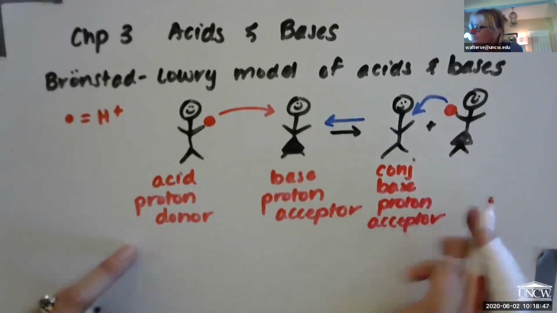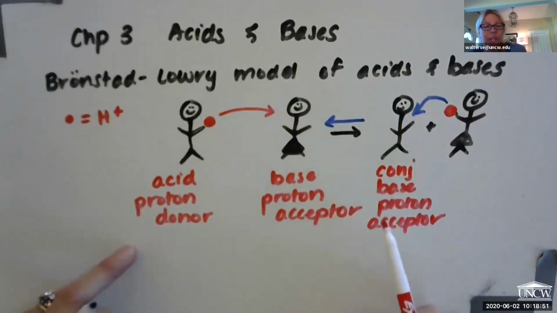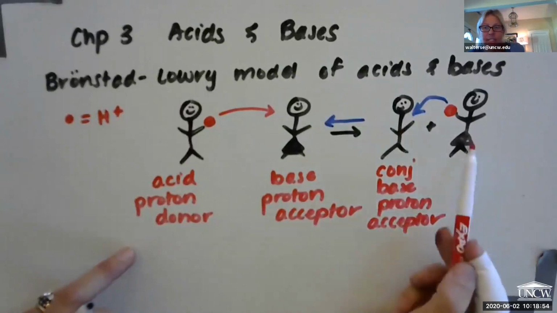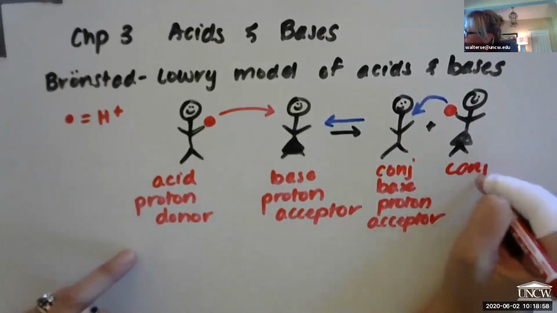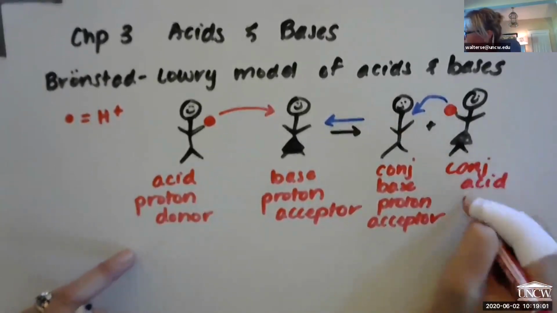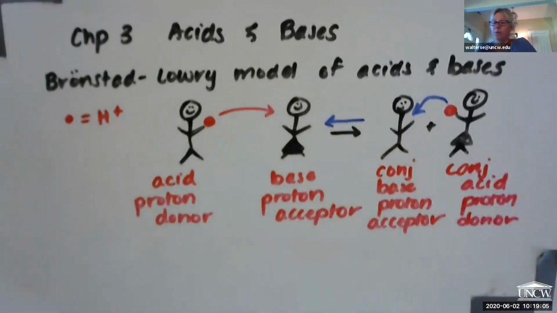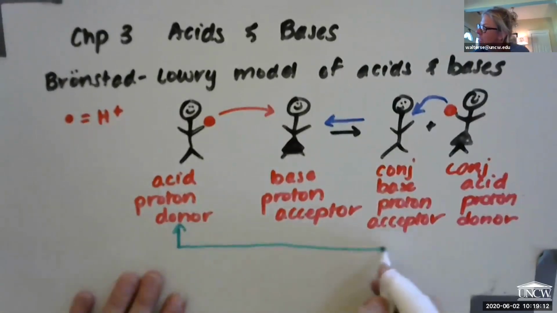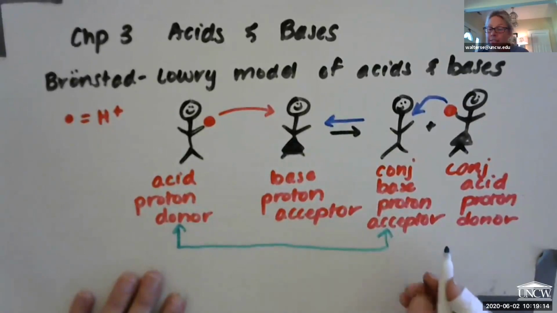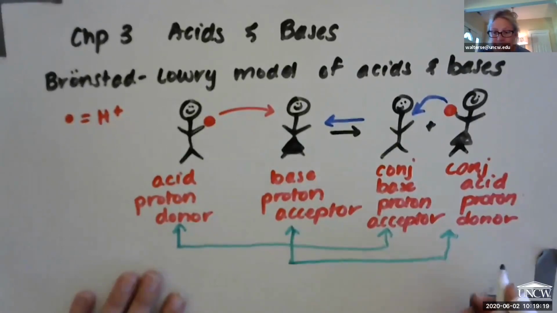For the reverse reaction to take place, he has to get the ball back. And anytime you take a proton back, you're a base. The girl here is donating, so she's the conjugate acid proton donor. Okay, so when you have a Bronsted-Lowry model of acids and bases, you get a partnership. You have an acid that forms a conjugate base and a base that forms a conjugate acid.